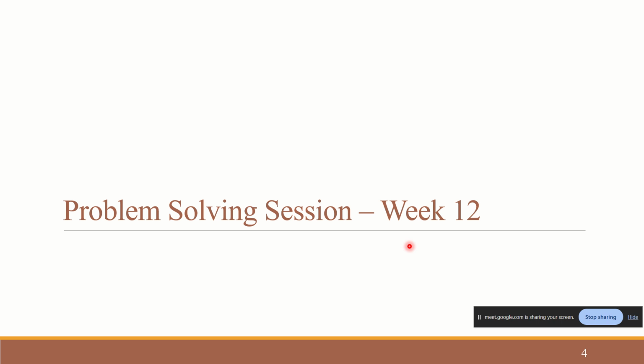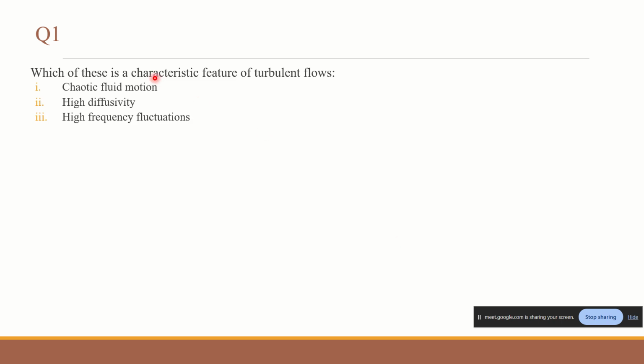And yeah, we'll start now. So first question in week 12, it is about which of these is a characteristic feature of turbulent flows? Which of these is a characteristic feature of turbulent flows? First one, it is chaotic fluid motion. Second one, high diffusivity. Third one, high frequency fluctuations.